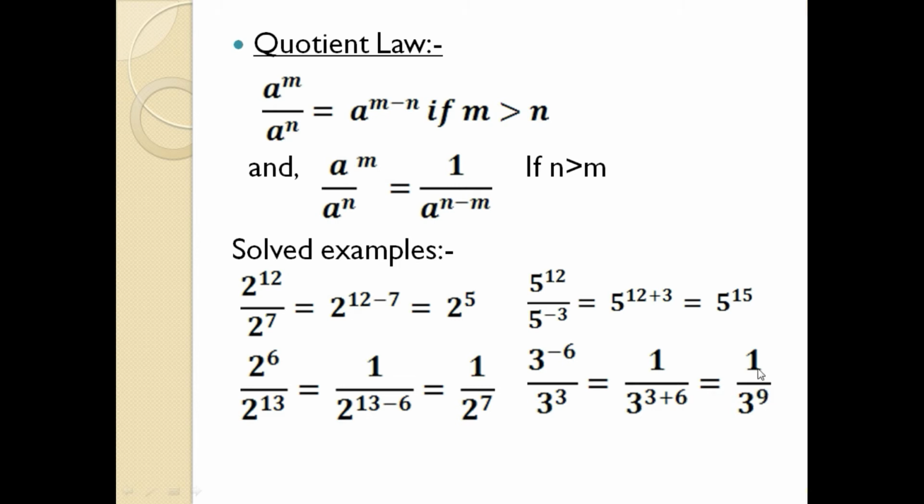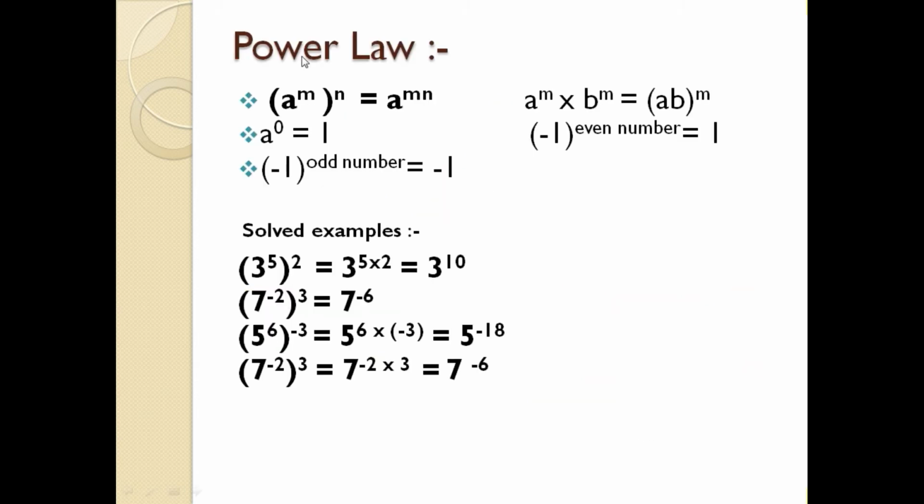See, in these sums, why did we do it this way? Because the denominator's power is greater than the numerator's. That's why we did it this way. Understood? Then here there is a power law. In this power law, a raised to m, bracket raised to n, is a raised to m into n.